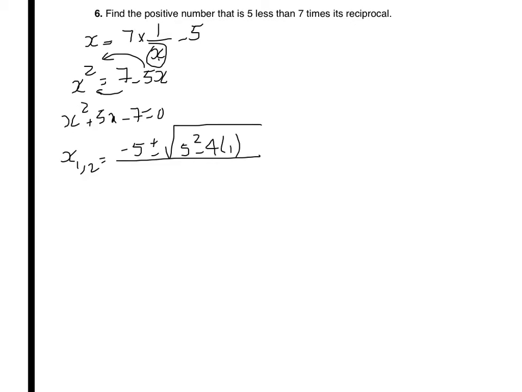A is 1 and c is negative 7, divided by 2a, which is 2 times 1. If you take the positive root, you get 1.14. If you take the negative, it is negative 6.14. So we could find two numbers which satisfy this condition which is given.